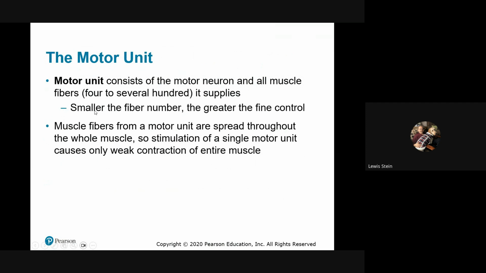If you want to think of it this way, nerves facially, fingers, things when you do delicate or intricate things would involve small fiber numbers. Major big power muscles that you're moving, no, we want to move the whole thing.